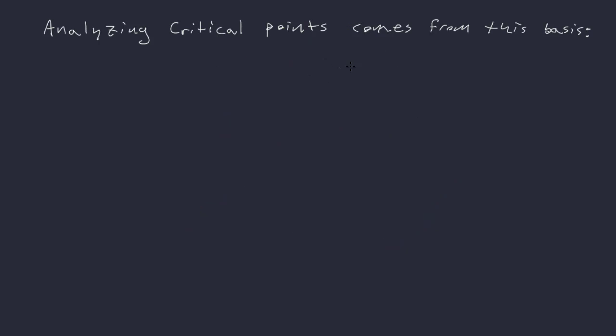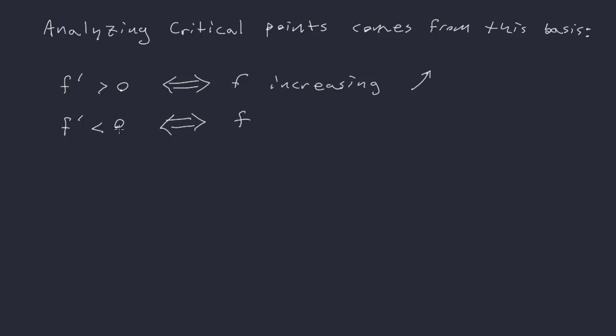All right, so analyzing critical points comes from this basis. Basically, when f prime is positive, that corresponds to the original function f increasing, in other words, going up as we go from left to right. On the other hand, if f prime is negative, then f is decreasing, and that means the function is going down.